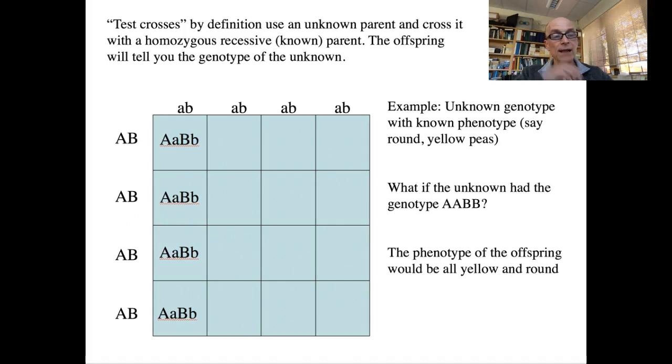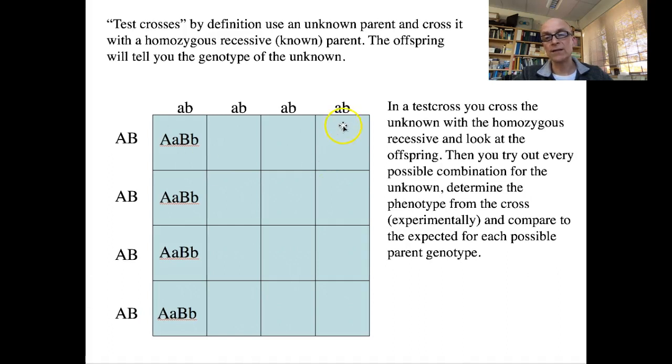So how does that help us to determine the genotype of the unknown? I keep saying, put something here, even though I say we don't know what it is. Well, the way that you do it in a test cross is you cross your unknown with a homozygous recessive, you look at the offspring, and then you look, what is the offspring? You have the phenotypic information if you look at the next generation. And then you try out every possible combination, just like we did here for 2. You determine the phenotype from the cross. So what do they actually look like? And then you compare to the expected for the possible parent phenotype.